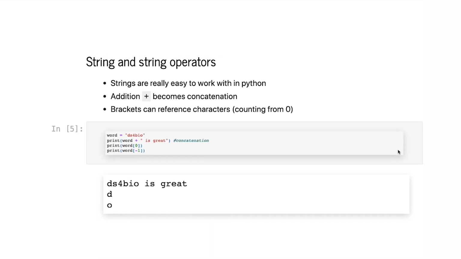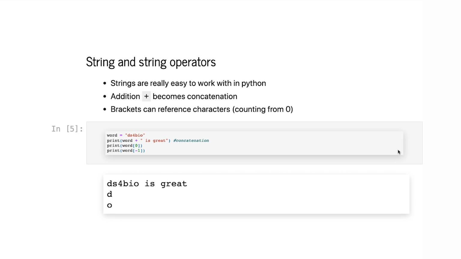So, strings and booleans. Strings are really easy to work with in Python, and that's why maybe Python is one of the most popular languages for natural language processing. In Python, addition becomes concatenation, which is really useful. And brackets can reference characters, though I always want to emphasize this: Python, for all of its counting, starts counting from 0.